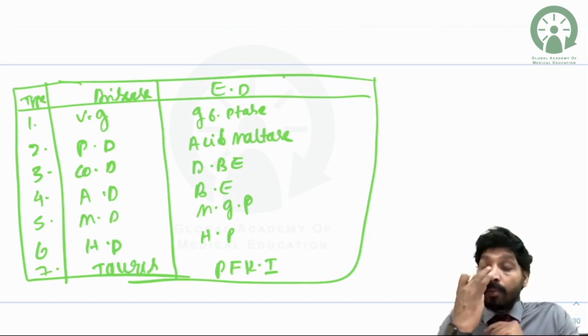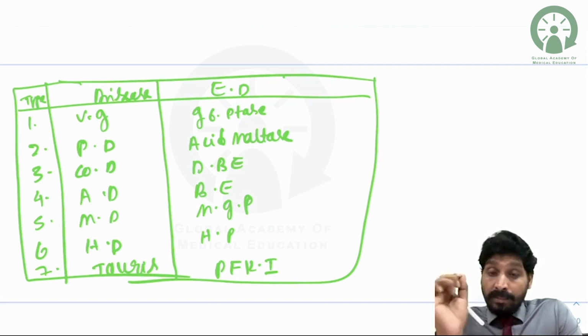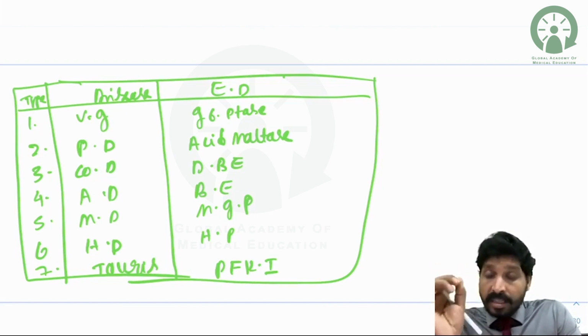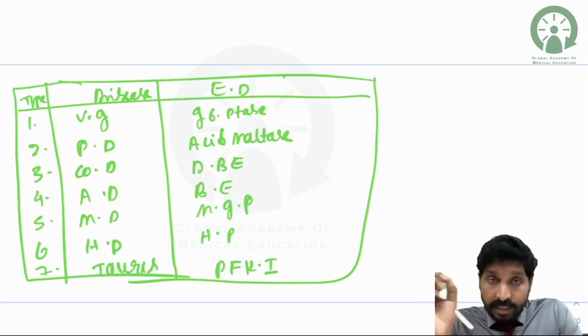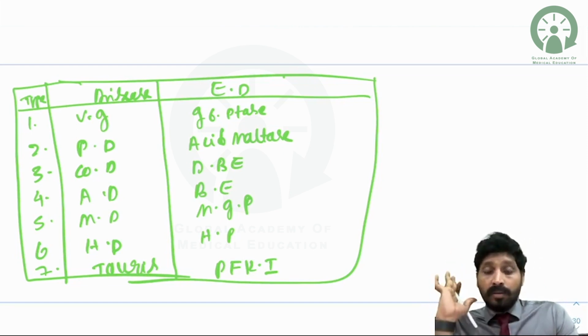You have to learn these by heart, you have to have these enzymes on the tip of your tongue. Von Gierke disease, glucose 6 phosphatase deficiency. Pompe's disease, acid maltase or alpha 1,4 glucosidase activity. Cori's disease, deficiency of debranching enzyme. Andersen disease, the branching enzyme. McArdle disease, muscle glycogen phosphorylase deficiency. Hers disease, hepatic glycogen phosphorylase deficiency. Tarui disease, phosphofructokinase 1.